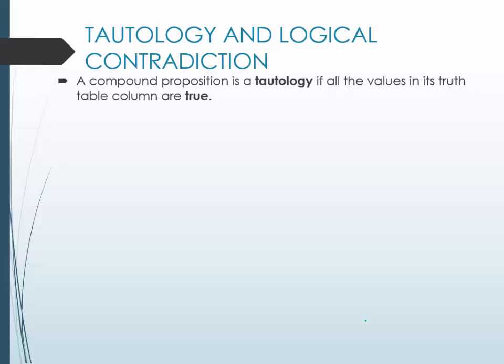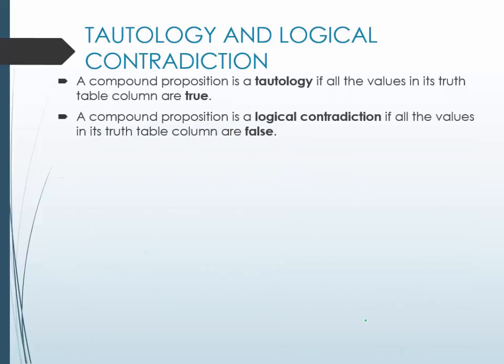Let's have Elena read that for us right there. A compound proposition is a tautology if all the values in its truth table column are true. A compound proposition is a logical contradiction if all the values in its truth table column are false. Good. Okay.